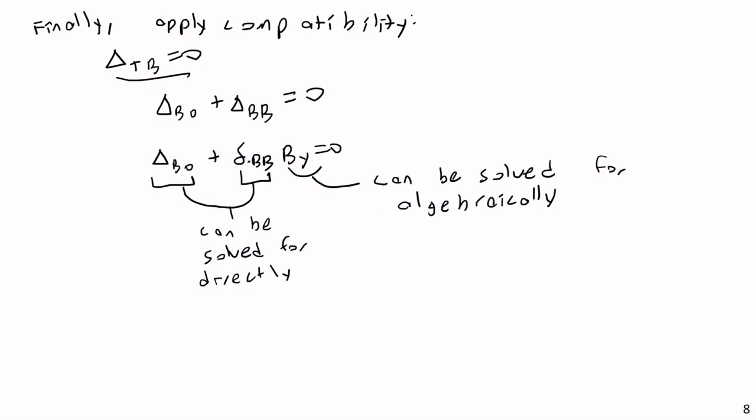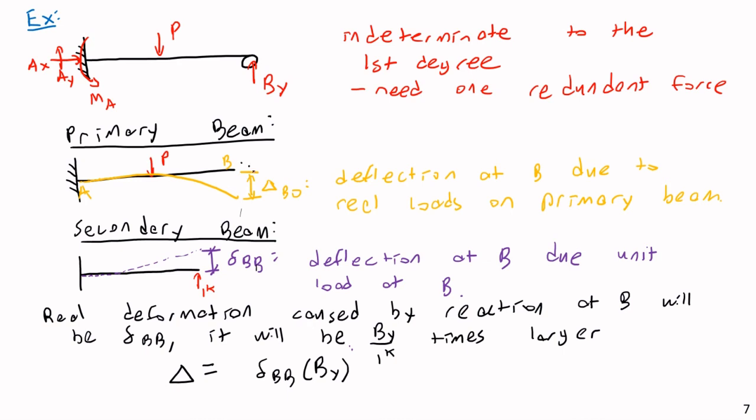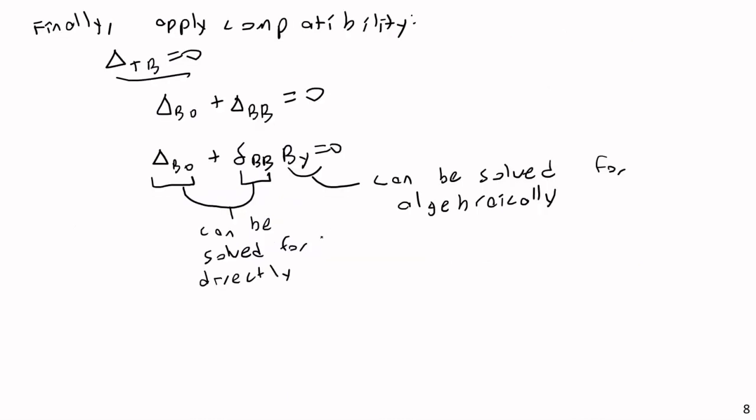Again, once you have this and once you have this, that is a pre-algebra level equation. It's really not difficult to solve for By. Now, on systems where you have more redundants, sometimes you have to balance a couple linear equations, maybe 2 or 3 equations, maybe more, but really that's fairly trivial, so not too difficult. And so again, this is the deformation at B caused by the real loads on the primary beam with our redundant support removed. This is the deformation at B caused by a unit load at B, and then we can set up this very simple equation equating them.